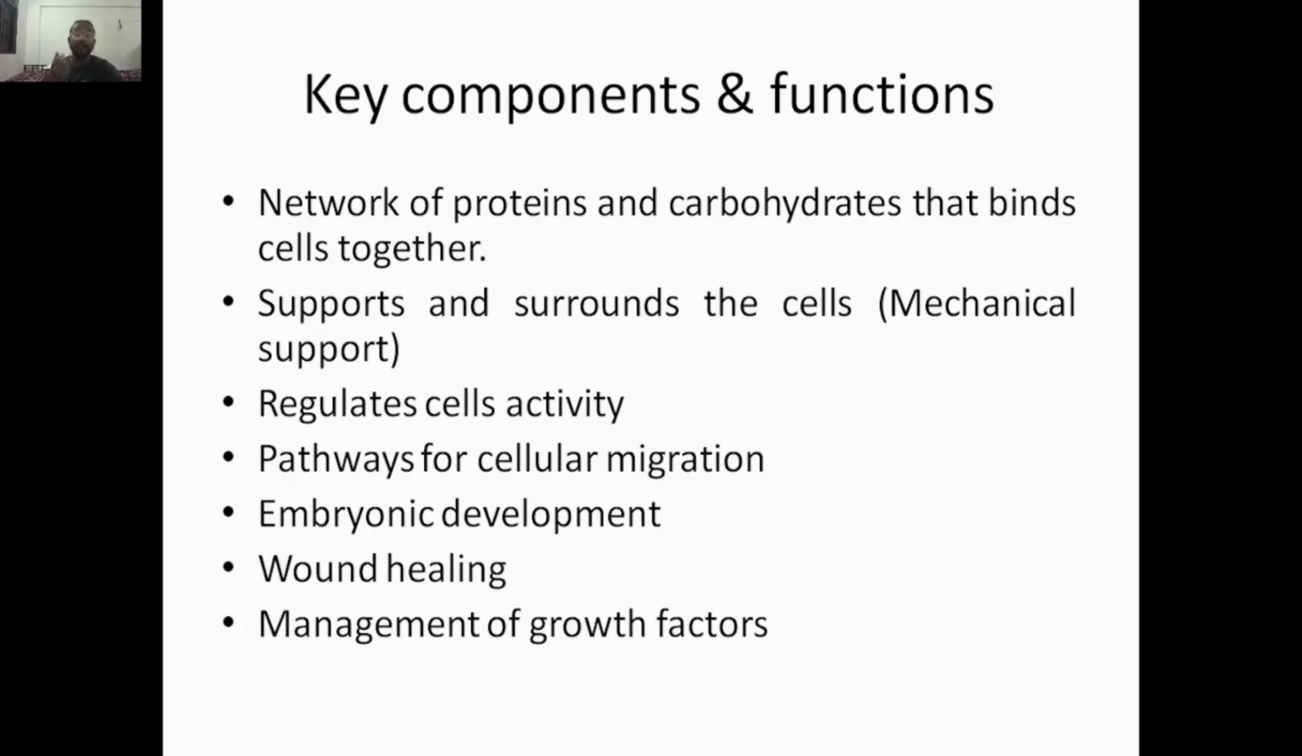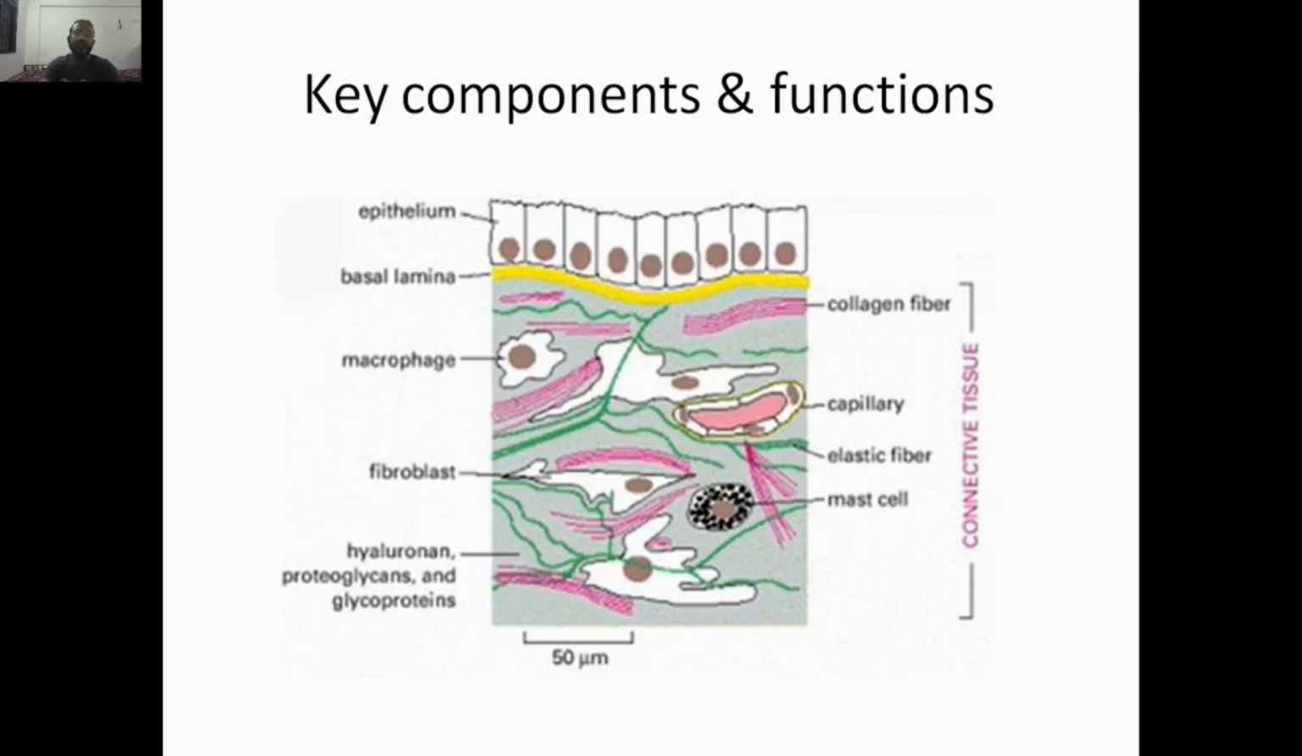Next, management of the growth factors. That means how much growth factor is required for cells to differentiate in a particular ECM. That can also be monitored by the ECM. That also depends on the ECM. So these are some of the key components and functions of the ECM that you can remember. One example I've given, since we discussed two things, epithelial cells and connective tissue. So this is how the epithelial cells will be there.